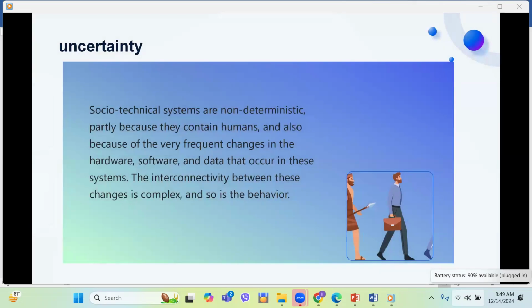Second, uncertainty. Sociotechnical systems are non-deterministic, partly because they contain humans and also because of the very frequent changes in the hardware, software, and data that occur in these systems. The interconnectivity between these changes is complex, and so is the behavior.